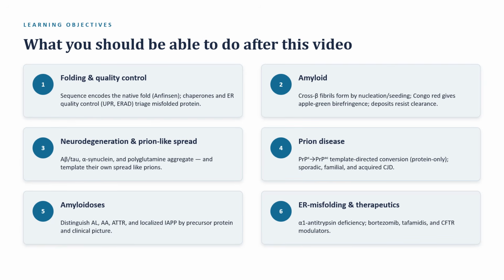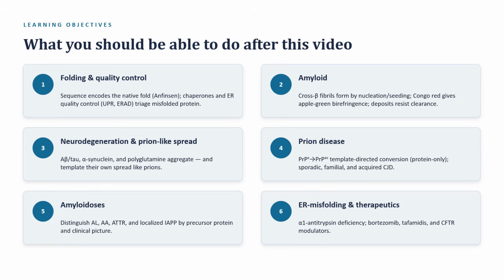Here are the 6 objectives for the session. First, you should be able to explain how a protein reaches its correct shape and how the cell disposes of proteins that don't. Second, describe what amyloid is and how it forms. Third, connect the major neurodegenerative diseases to protein aggregation and understand how those aggregates spread in a prion-like way.